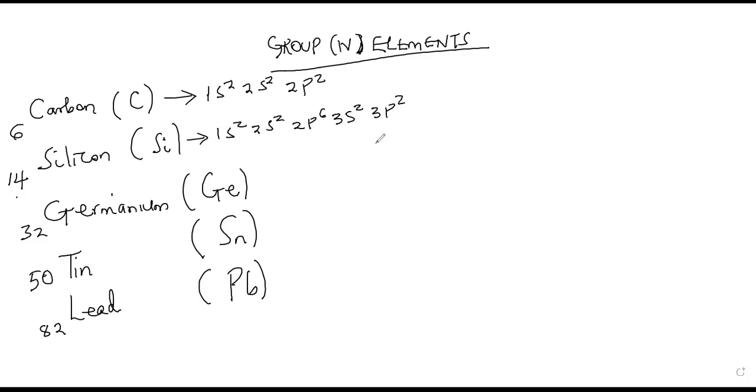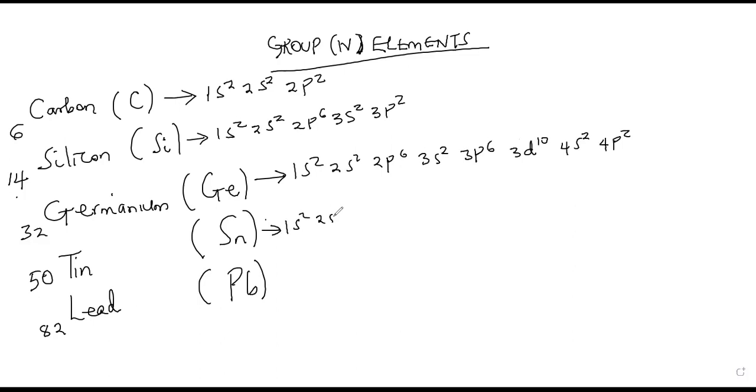Then for germanium, I'm writing this because I want to come up with a general outermost electronic configuration for these elements. So for germanium, we have 1s2, 2s2, 2p6, 3s2, 3p6, 3d10, 4s2, 4p2.